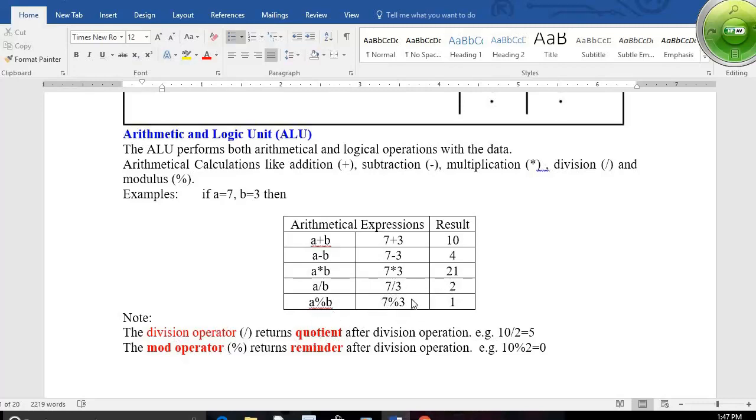The mod operator, you need to call it a mod operator, returns the remainder. 3 twos are 6, and the remainder is 1 after the division operation. These two are very important operators for us to solve some problems and to write simple C programs. And 10 divided by 2, 2 fives are 10, remainder is 0. Division is giving us the quotient, mod is giving us 0.